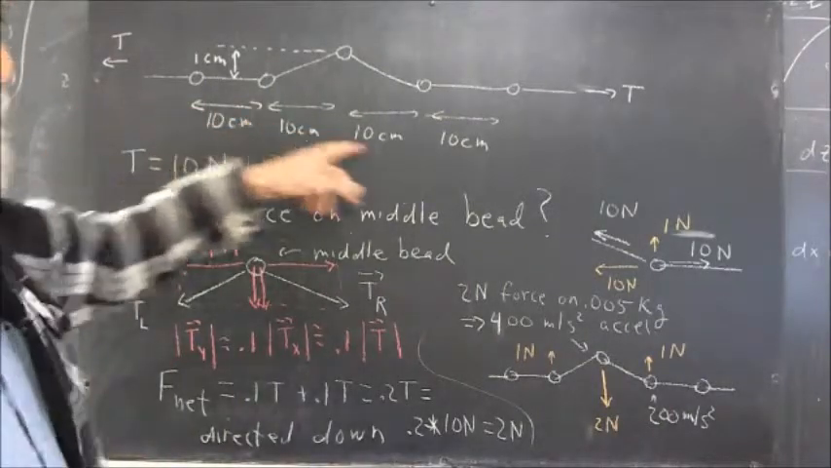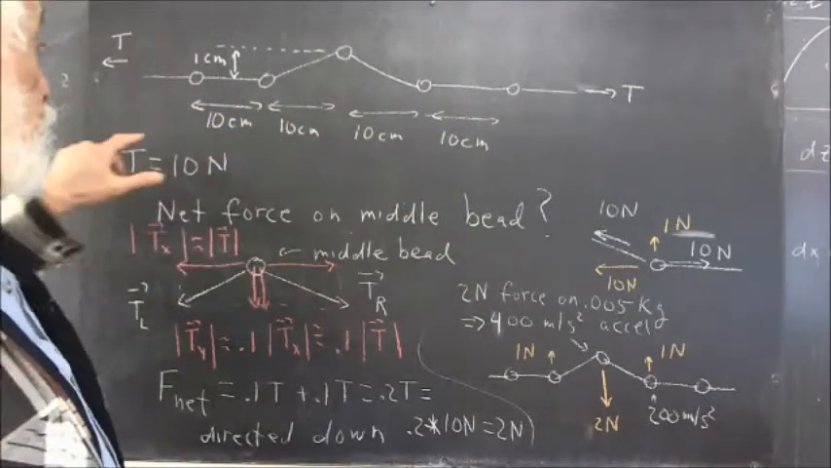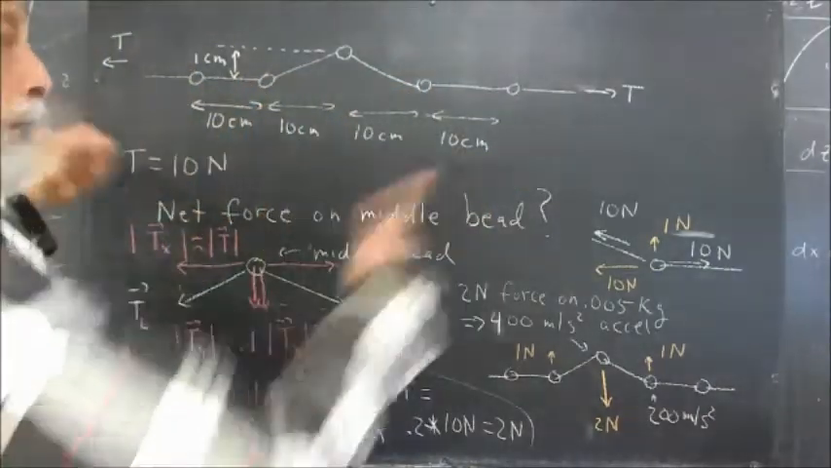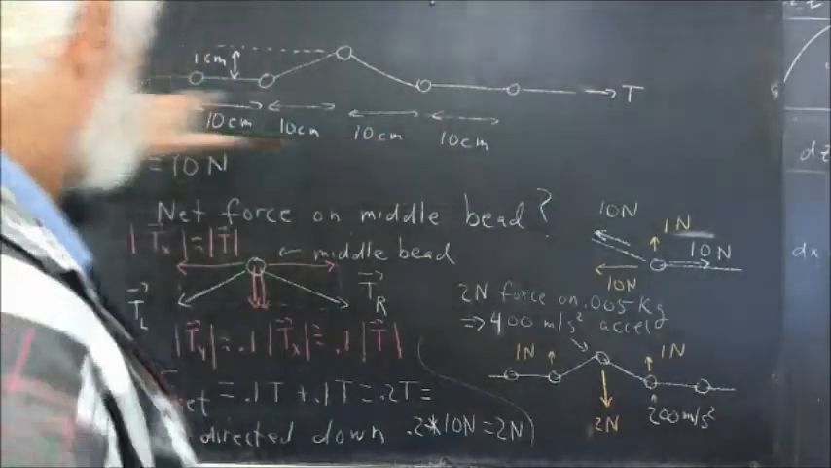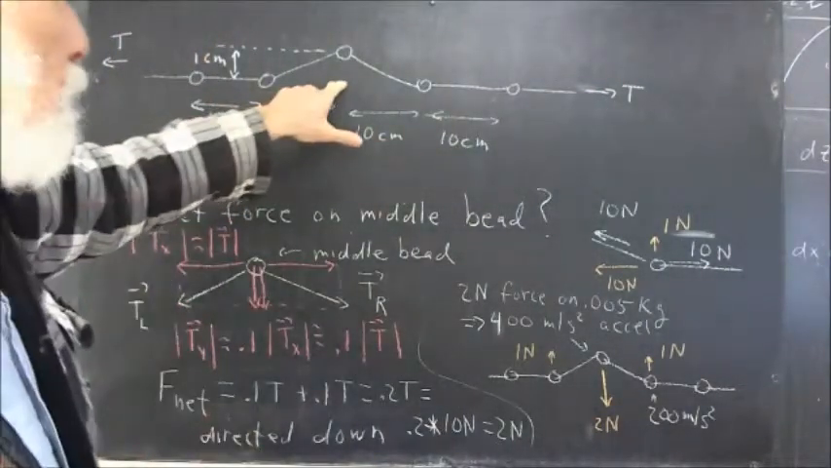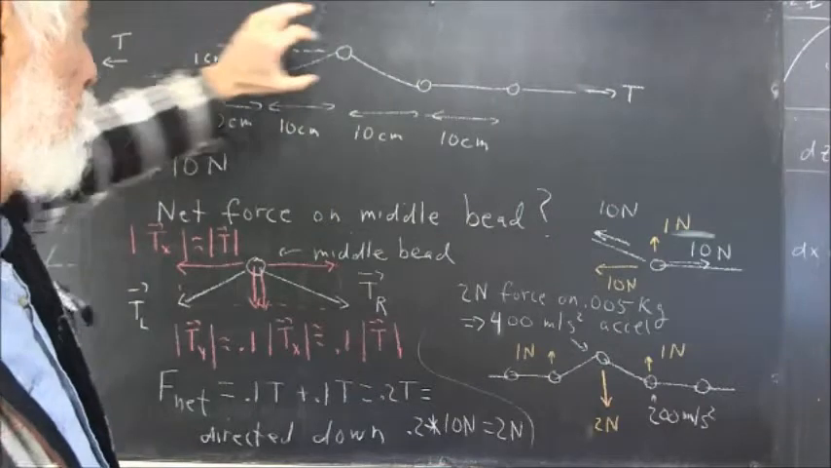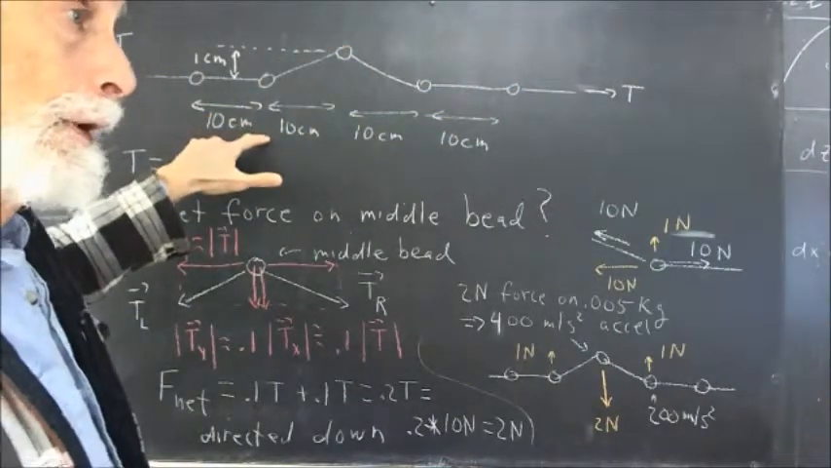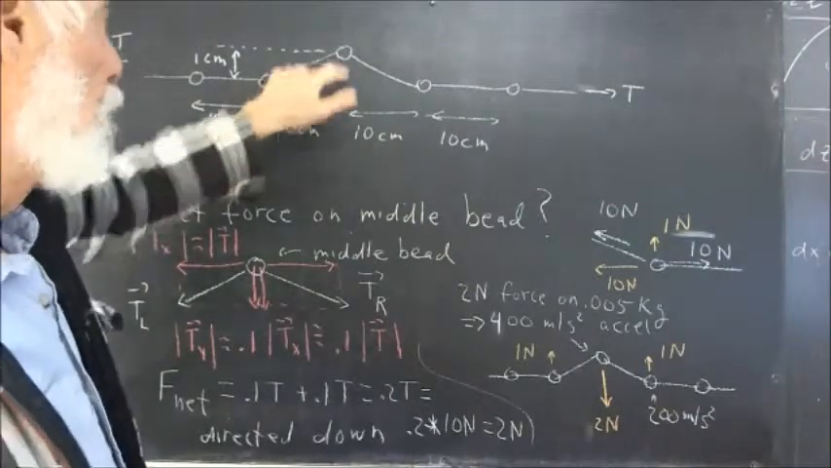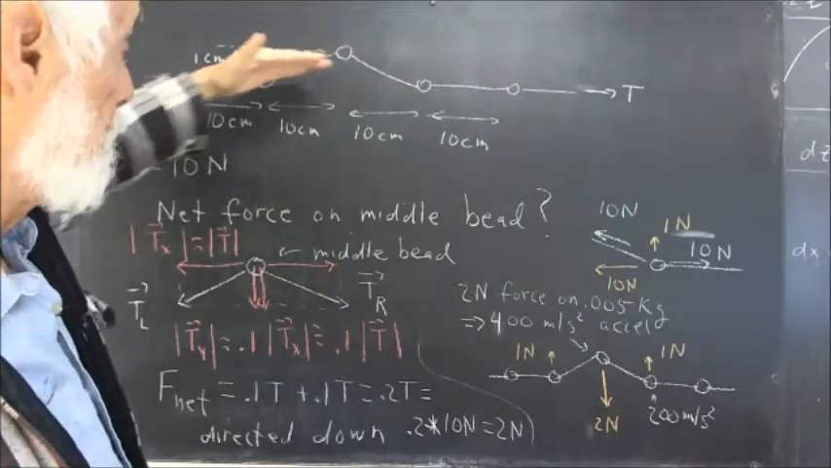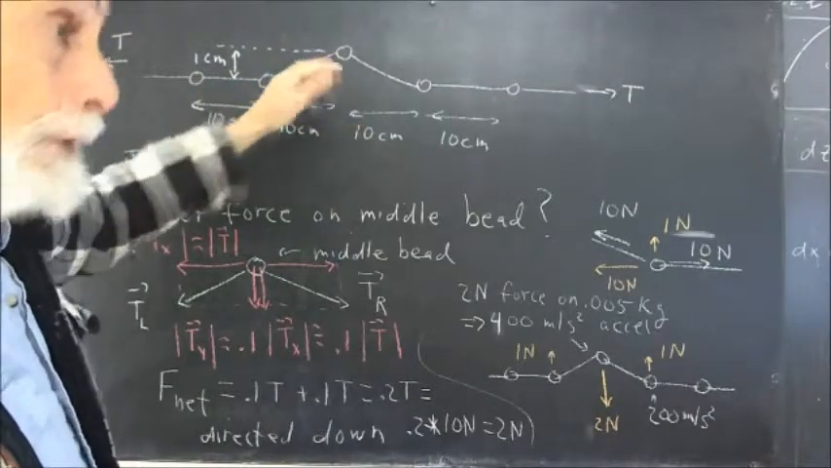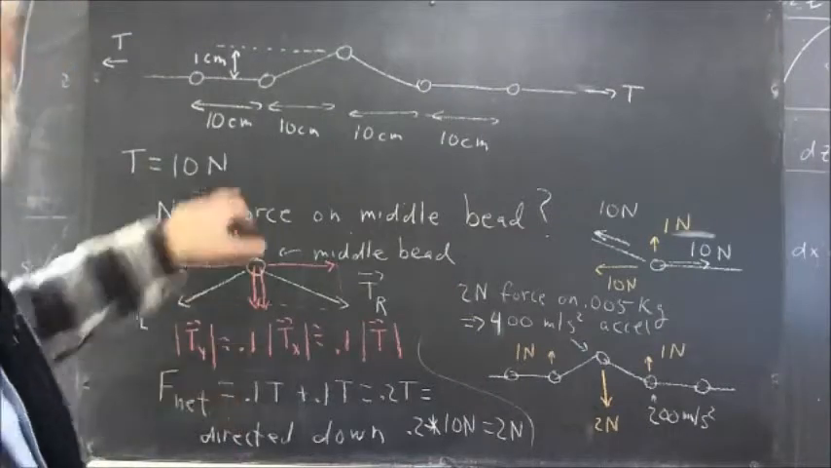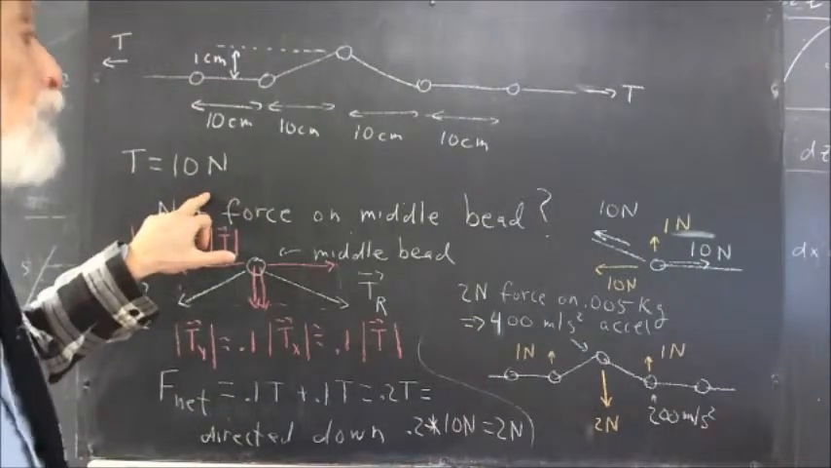An illustration can be helpful in understanding the A1 problem. We have a string of 5 beads, pulling on both ends so there's some tension T throughout the string, and we displace the middle bead 1 centimeter above the original line of the string. The beads are separated by 10 centimeters, so I've exaggerated the vertical scale. The slope is actually quite mild, a slope of 1 part in 10, 1 part of rise, 10 parts of run. And we postulate a tension of 10 newtons.